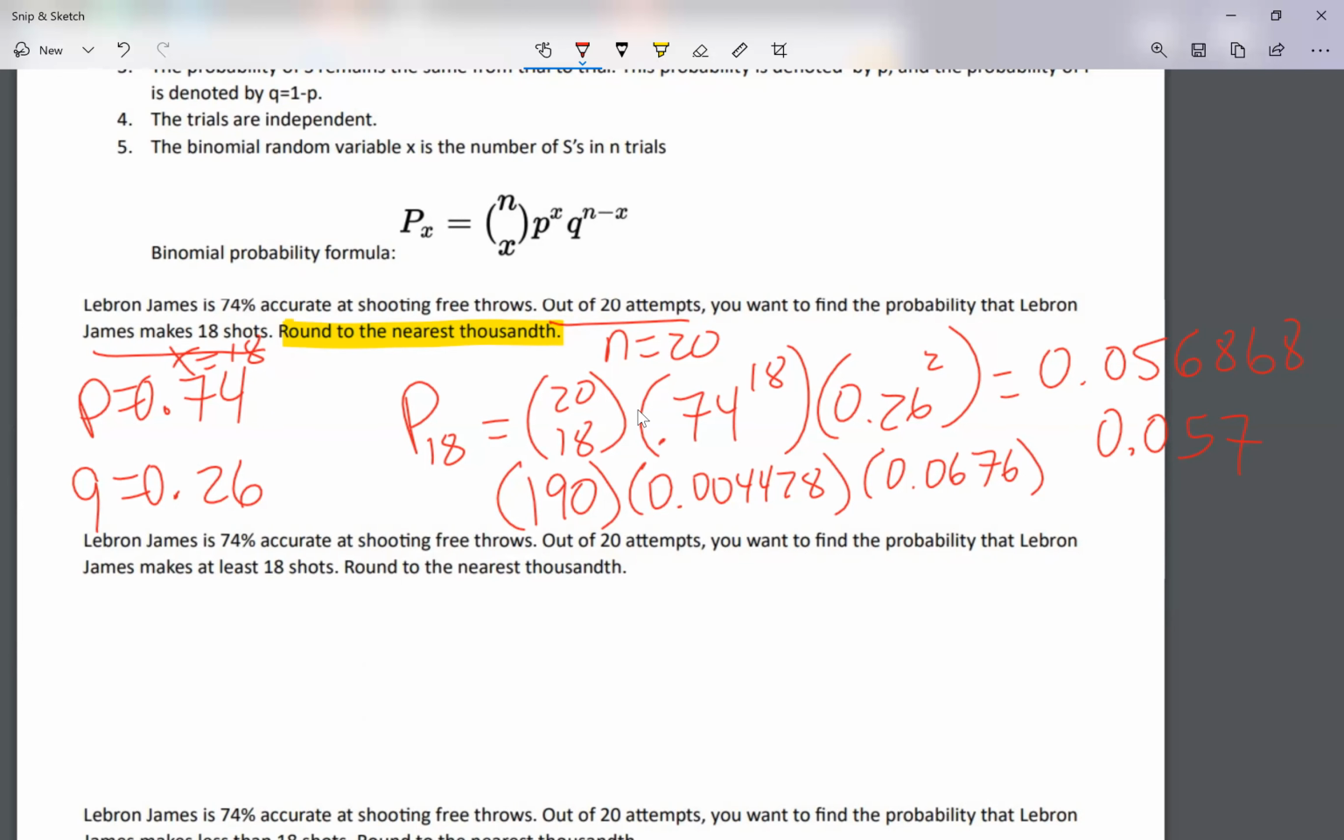That's it. I expected my answer to be between 0 and 1. So 0.057, that's okay. Now if you want to see this as a percent, just multiply that by 100. So it's 5.7%. Knowing that LeBron James is 74% accurate, there's a 5.7% chance that he might make 18 out of 20. But leave this as a decimal, so I'm just going to call it 0.057. That's not bad. Let's take a look at my next example.